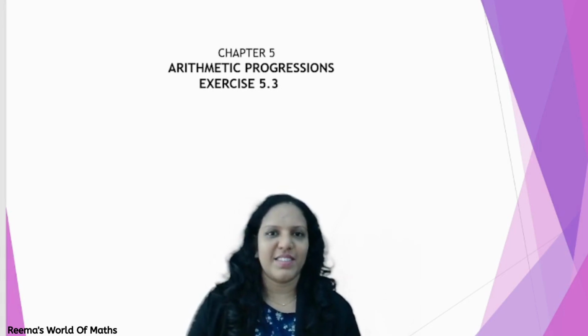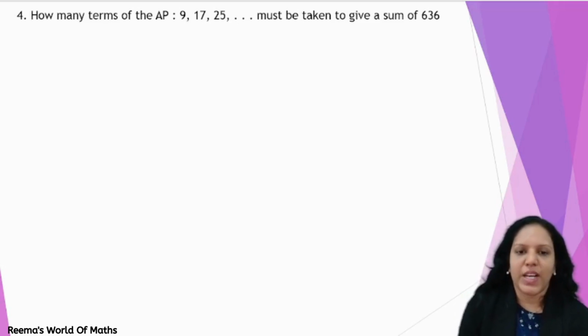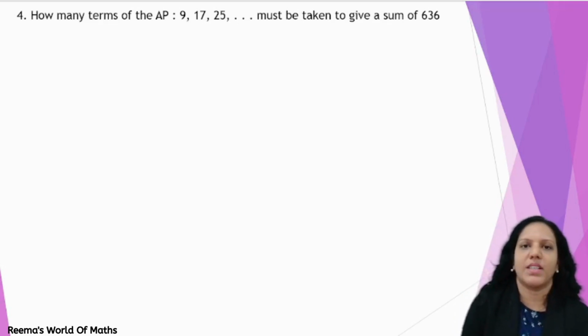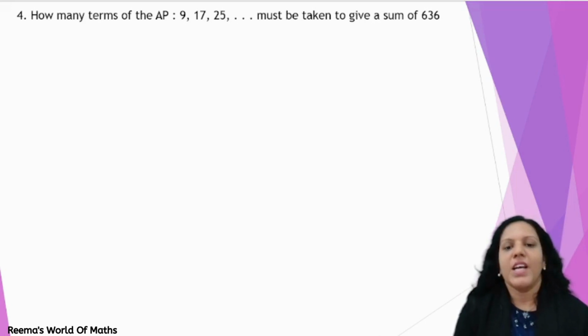So let's start. The next question is question number 4 from exercise 5.3. How many terms of the AP 9, 17, 25 must be taken to give a sum of 636? We are given the first 3 terms of an AP and also the sum of that AP. We need to find the number of terms included in that arithmetic progression.